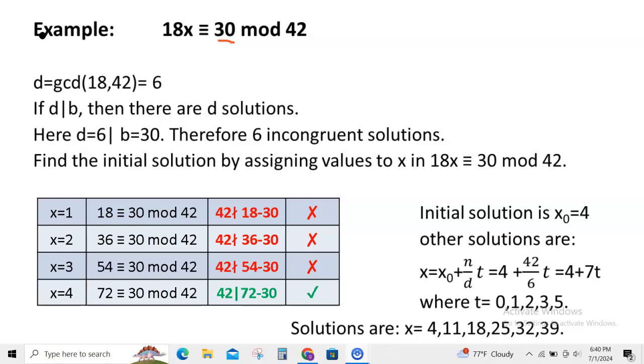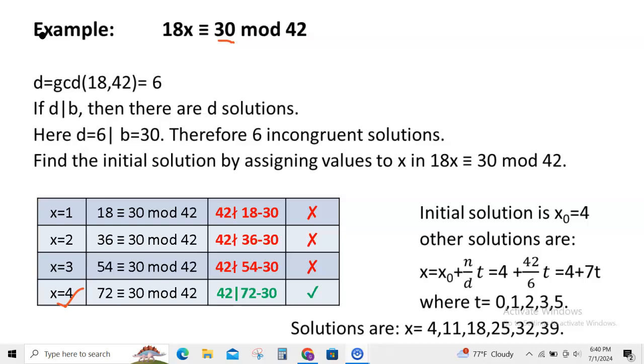So 42 does not divide 18 minus 30, so it's not true. Next, whether 42 divides 36 minus 30, whether it divides 54 minus 30, all these are false. And finally, 42 divides 72 minus 30, that is 42. So 42 divides 42, this is true. So therefore, we choose x as one solution. So x0 is equal to 4.